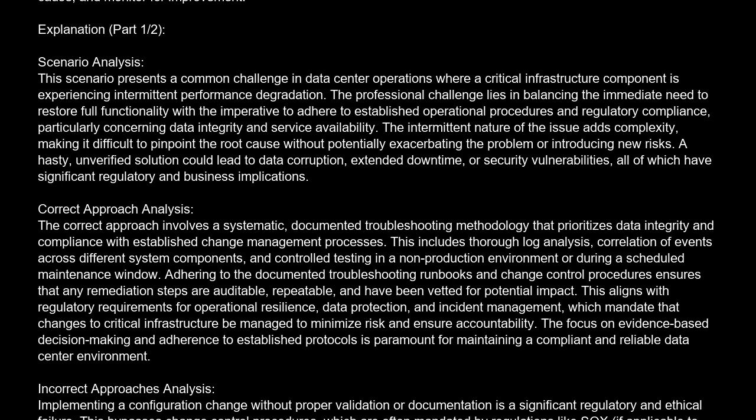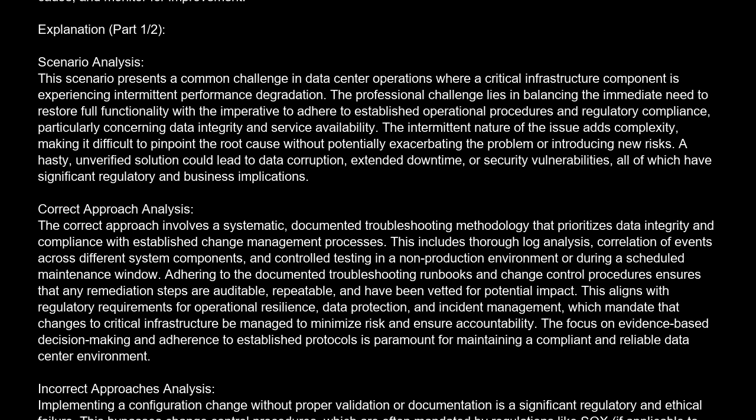A hasty, unverified solution could lead to data corruption, extended downtime, or security vulnerabilities, all of which have significant regulatory and business implications. Correct approach analysis. The correct approach involves a systematic, documented troubleshooting methodology that prioritizes data integrity and compliance with established change management processes. This includes thorough log analysis, correlation of events across different system components, and controlled testing in a non-production environment or during a scheduled maintenance window.